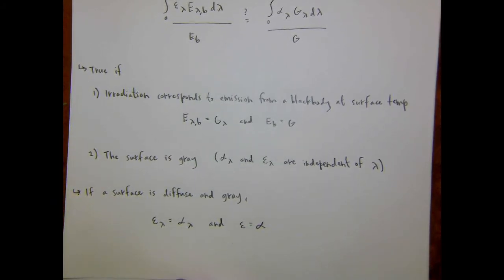So again, for diffuse radiation, there's no preference in direction, so the emission or irradiation has the same magnitude in all of the directions. And for a gray surface, that's true over all of the wavelengths. Okay, so we have all of the concepts now that we need to start developing expressions for the radiation exchange between diffuse gray surfaces.